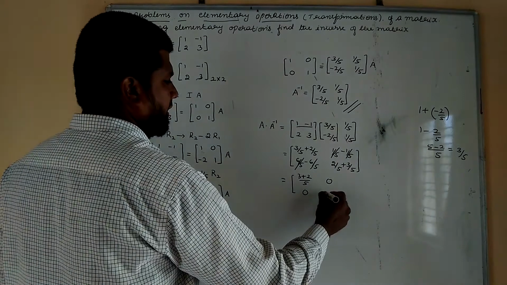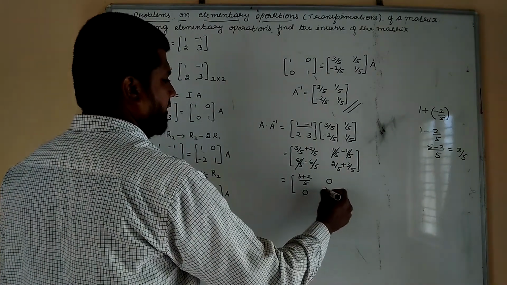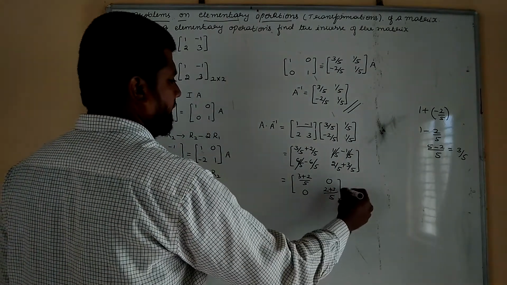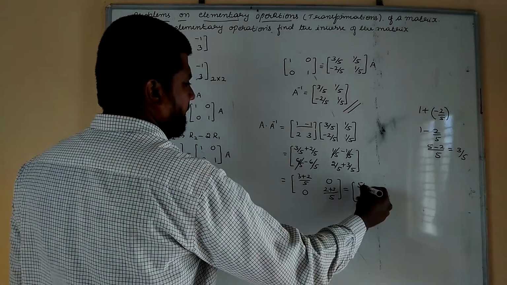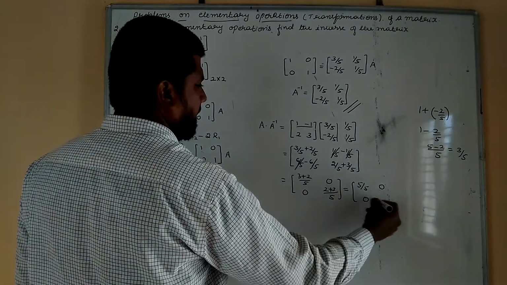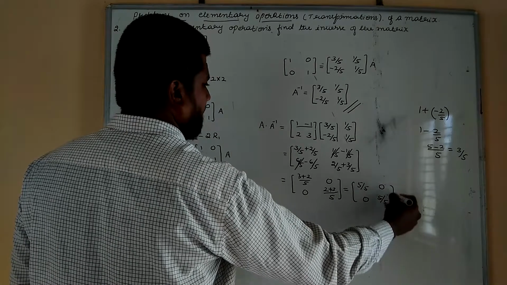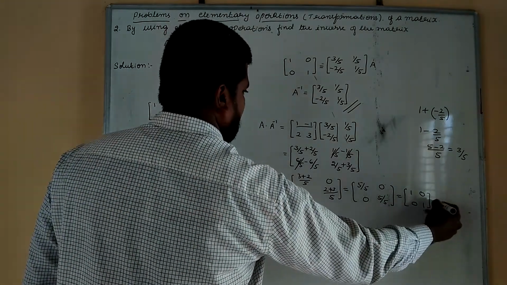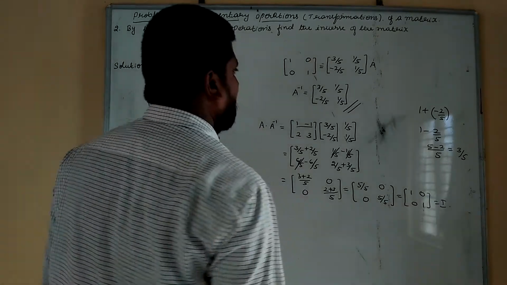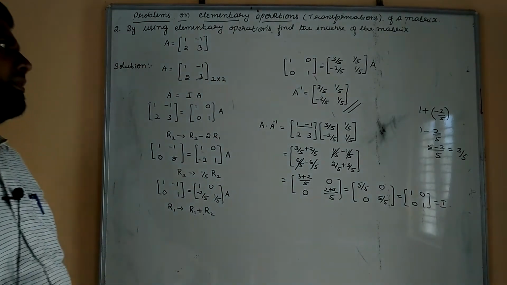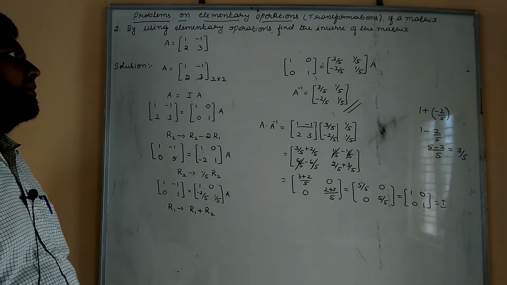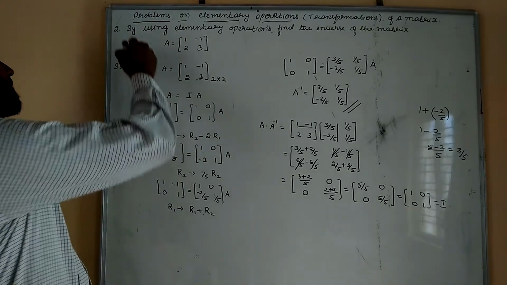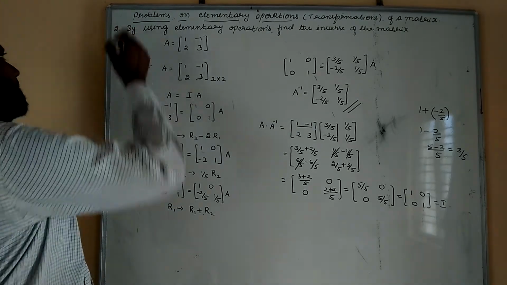Then here denominators are same, so LCM is 5, 2 plus 3, that is equal to 5 by 5. So 0, 0, 5 by 5, then 1, 0, 0, 1. You got the identity matrix. So this is a very important problem. These are very important problems for the 3 marks compulsory question for your annual exams.